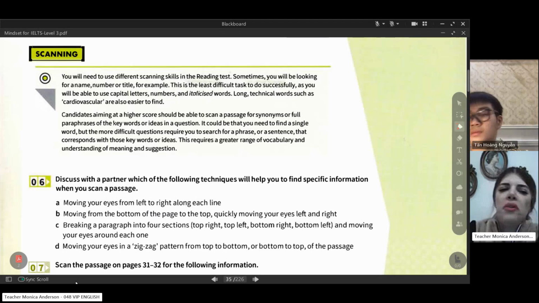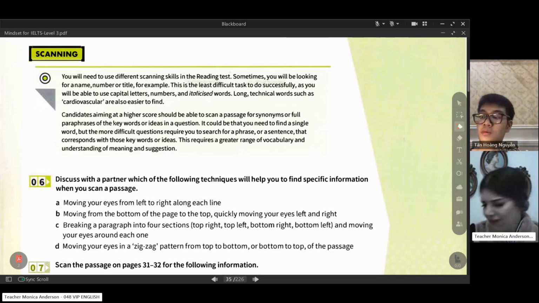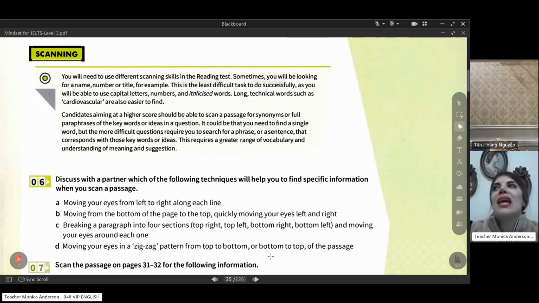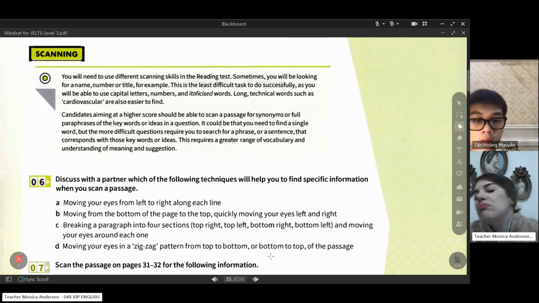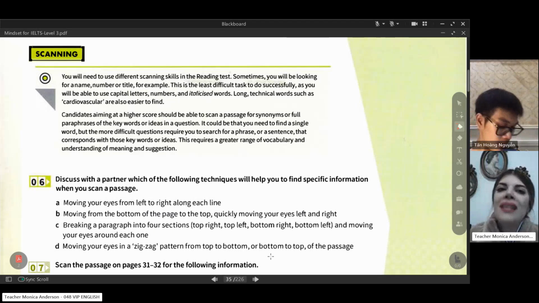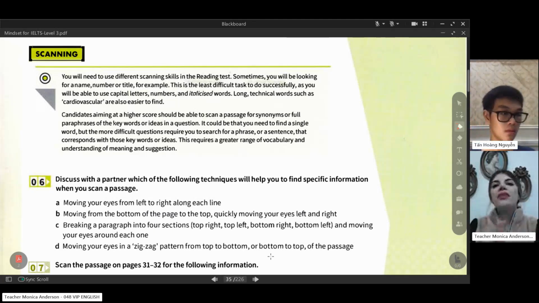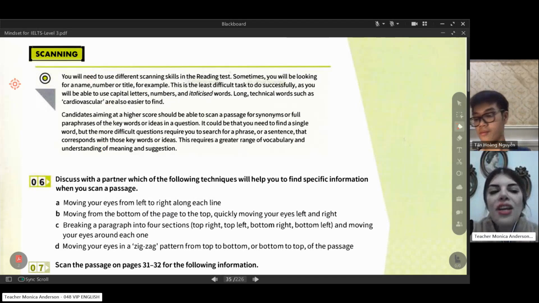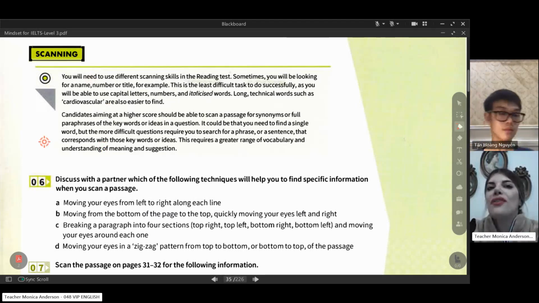About the first one, moving your eyes from left to right like this. It's something like reading a newspaper. So maybe yes, of course. It can be fruitful, helpful, or may not. So it depends on the person. The first thing about methods is actually personality. Everyone can have a different method.